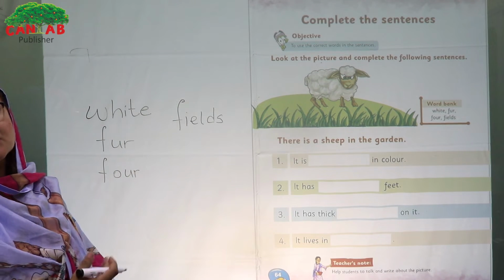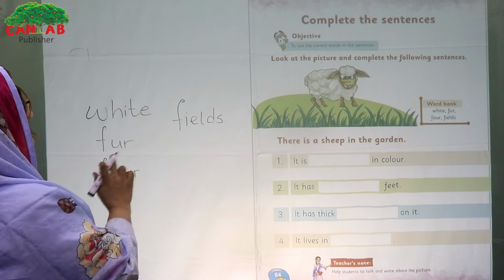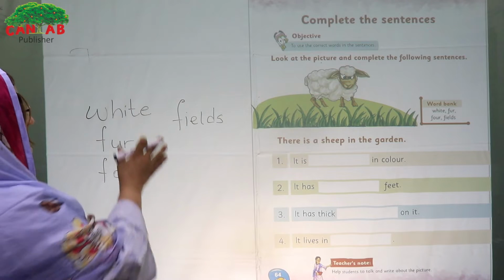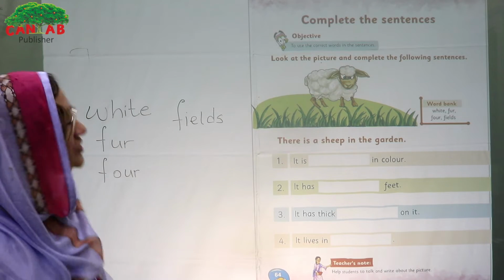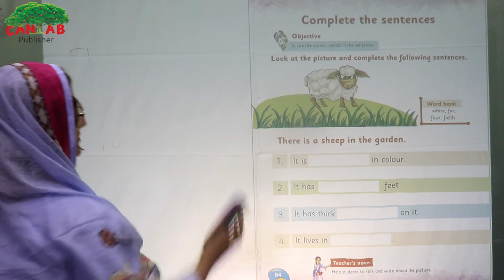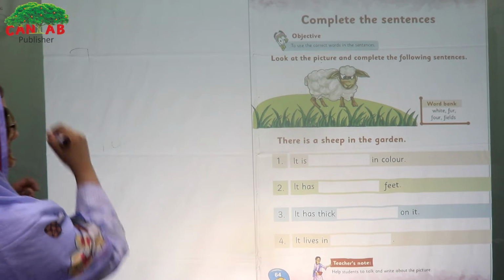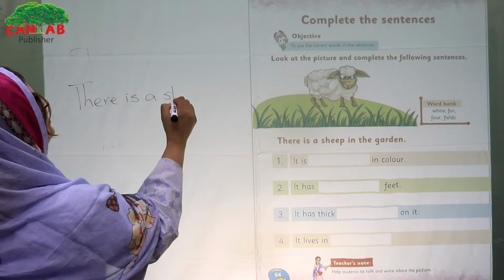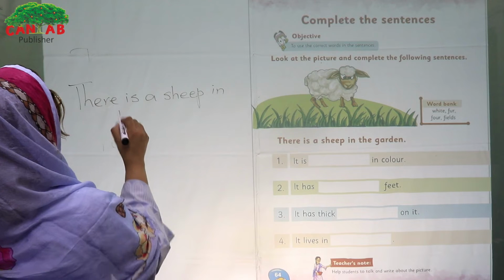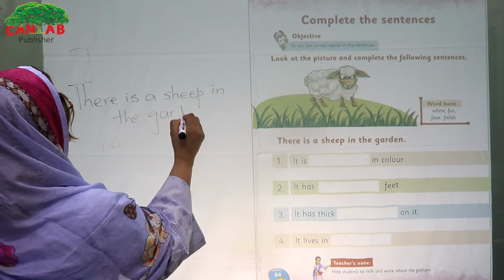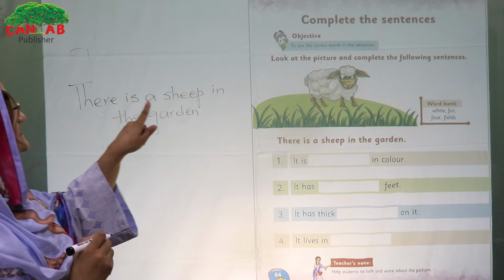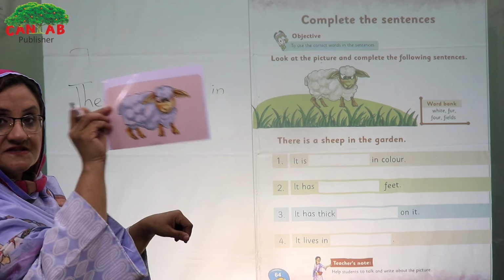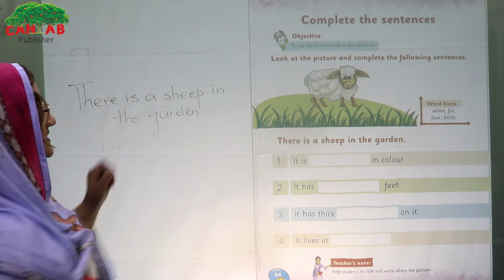You can invite some students to come near the board and read the words for the class. After ensuring that all the students have recognized these 4 words, you can introduce this page of the book on the board like this. Students, there is a sheep in the garden.